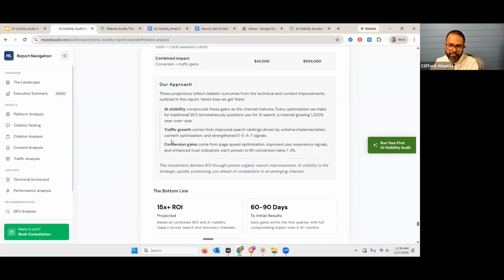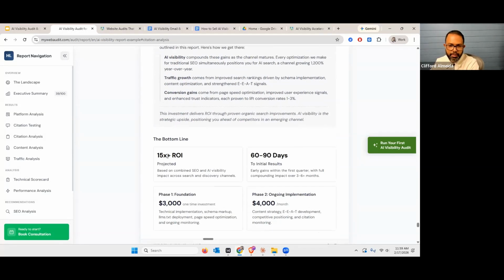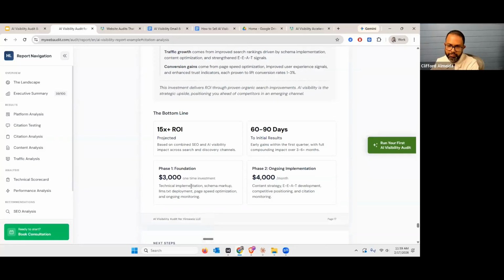Our approach starts with AI visibility, traffic growth, and then converting more visitors into leads. Usually we're looking at, for this, anywhere from 5 to 10 plus X in ROI. We tell them that they can start seeing results in 60 to 90 days, but really it's going to be a 6 month baseline, and we take it from there.